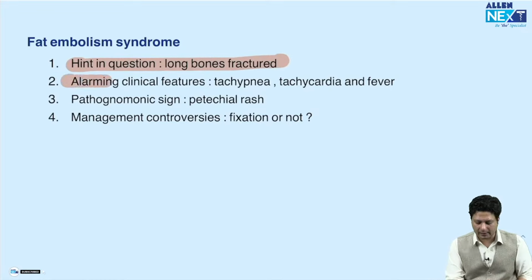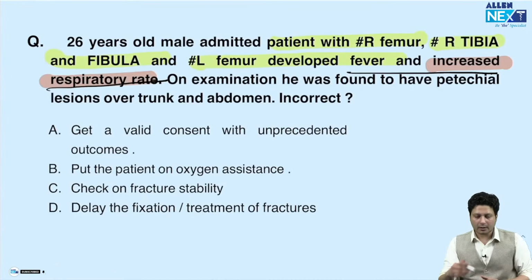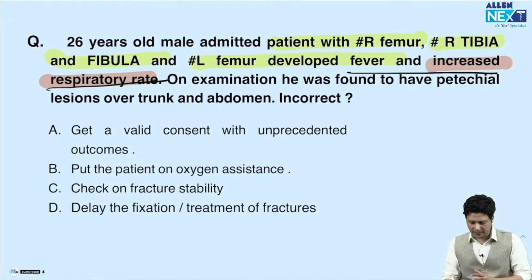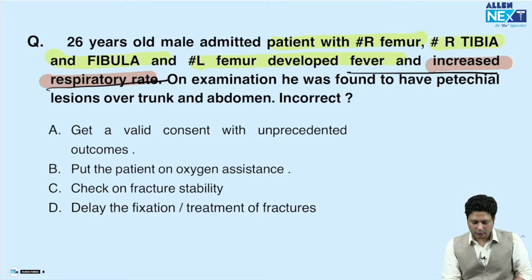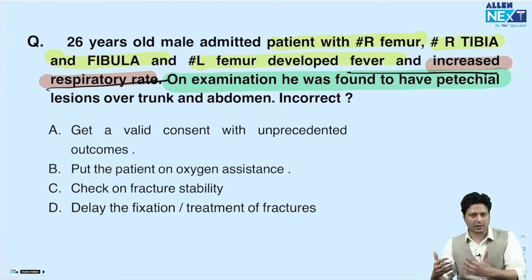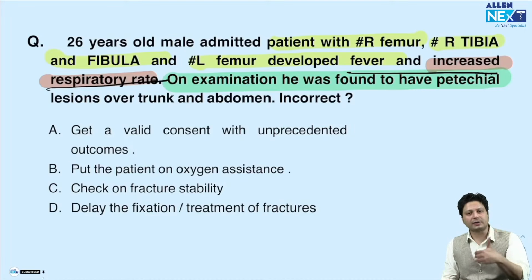Point number two, the alarming clinical features are tachypnea, tachycardia and fever. Now, this is something that you have to take care of, all right, because you are going to measure the blood pressure, you are going to measure the temperature as well as heart rate of the patient. Now, such a patient developed these alarming features, possibly he is landing up in fat embolism syndrome. Now, how to confirm it further on examination? You know, when you told your senior that the patient is having this kind of increased respiratory rate and fever, he will try to look for a petechial rash, any kind of rash which might have developed onto the trunk, abdomen, axilla or conjunctiva or retina.